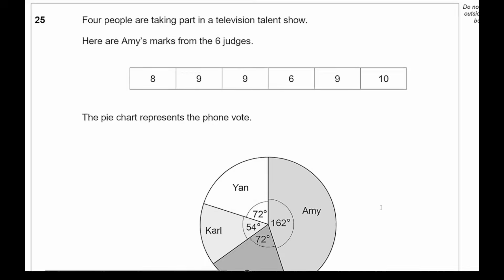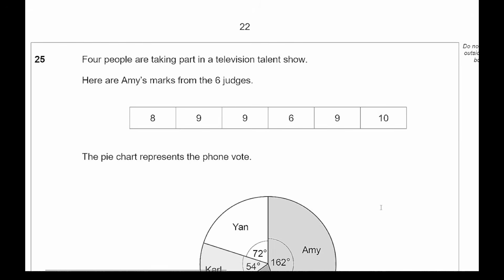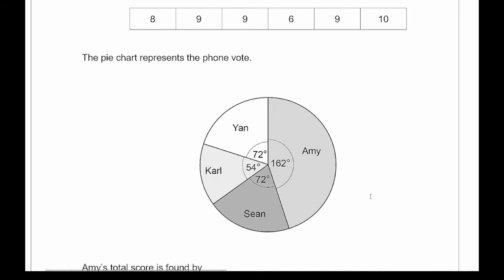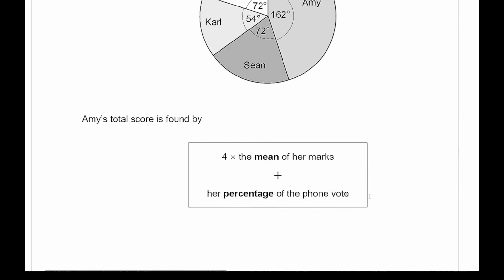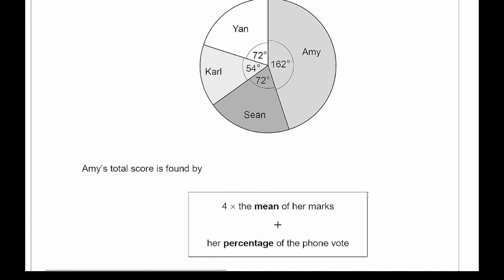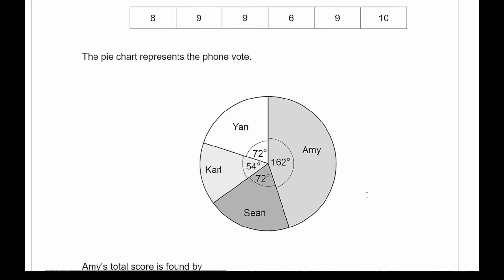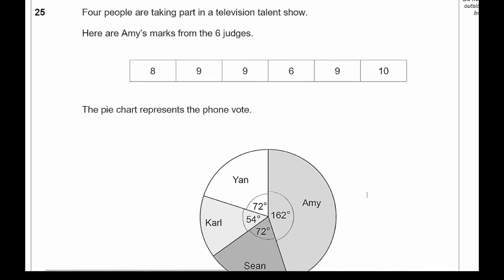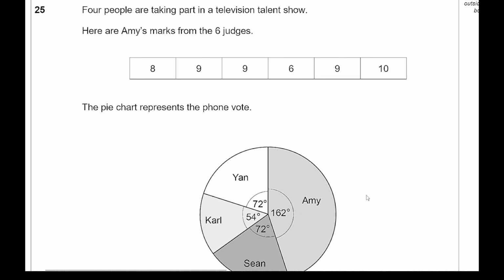Moving on to question 25, it says 4 people are taking part in a TV talent show. Here are Amy's marks from 6 judges. The pie chart shows the telephone vote, and it says that Amy's total score is found by multiplying the mean number of marks by 4 and then adding her percentage of the telephone vote. So first things first, we need to work out the average of these numbers.